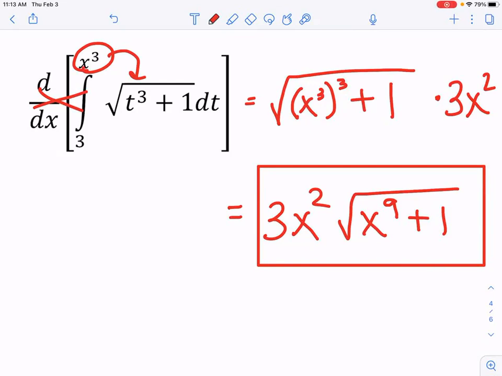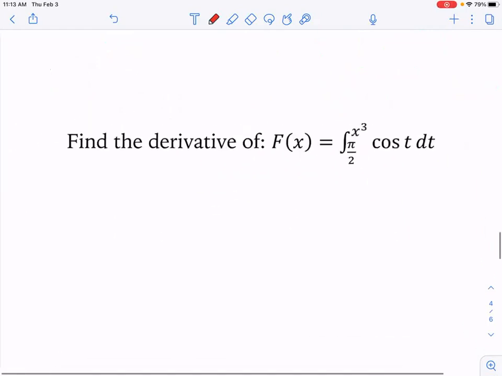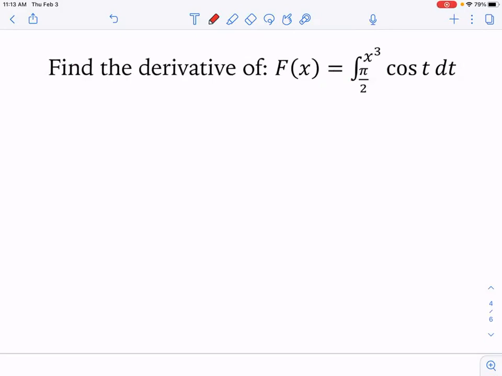So t became x. Light bulb. Okay, your turn. Find me the derivative of this function. I wrote it differently. It's the same thing we've been doing.